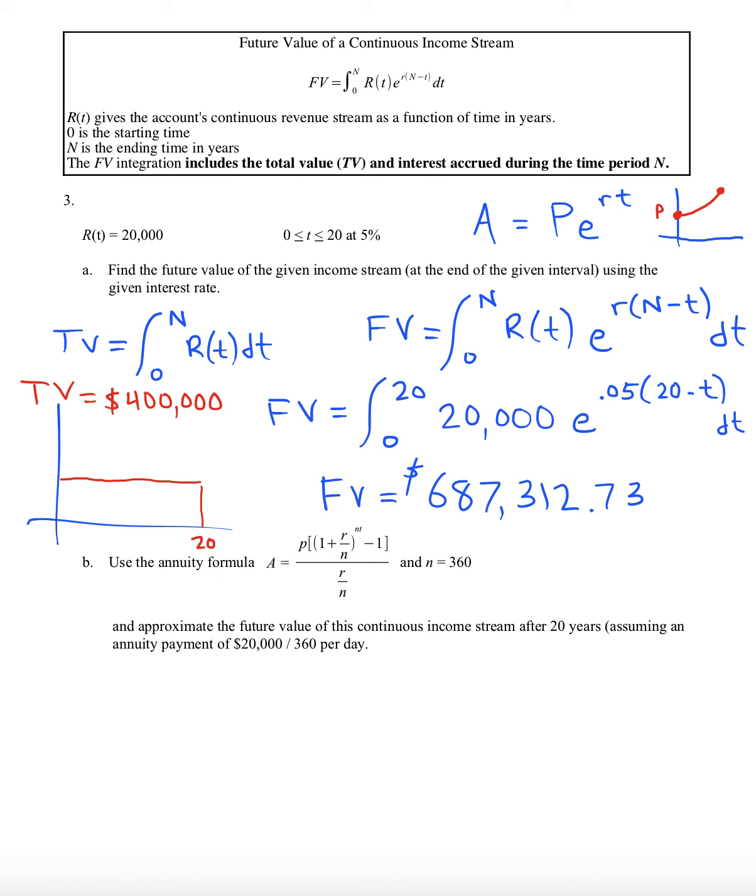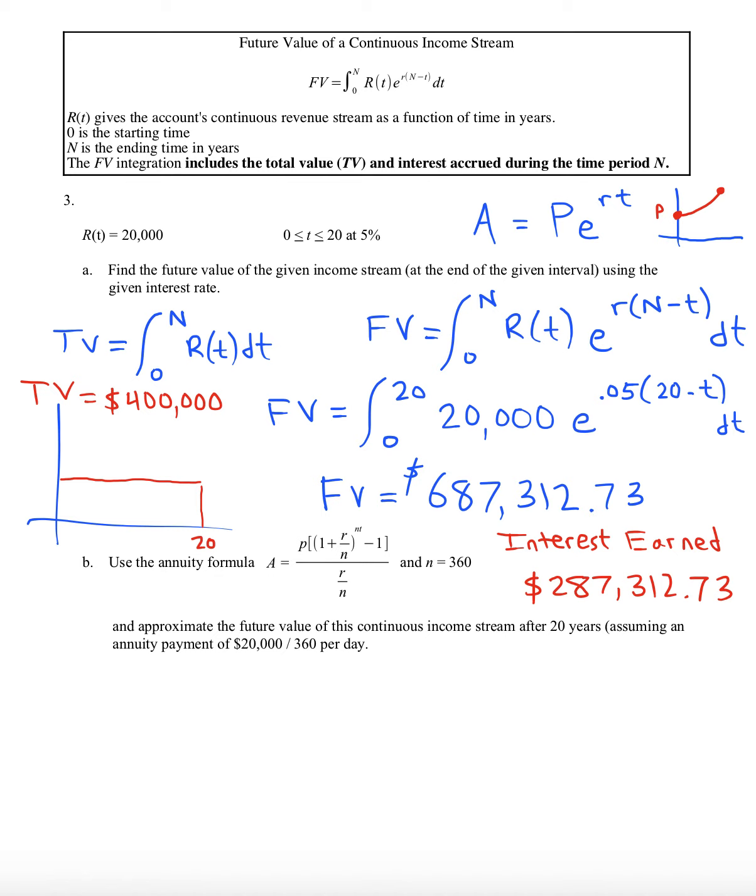If we subtract future value minus total value, we can actually get the interest earned. So I'll just do that real quick here. Let's see, we're going to earn $287,312.73. We're going to earn about $287,000 in interest for this account, which is substantial.